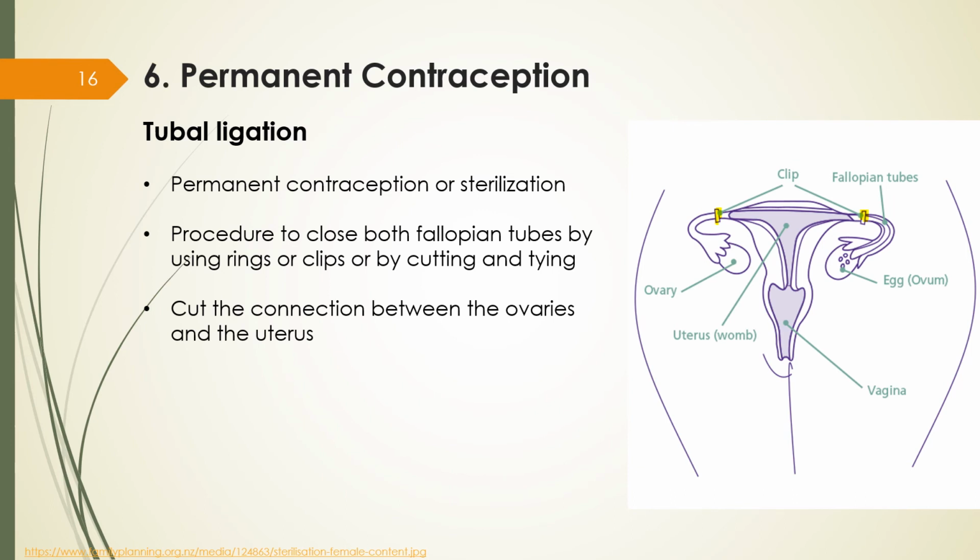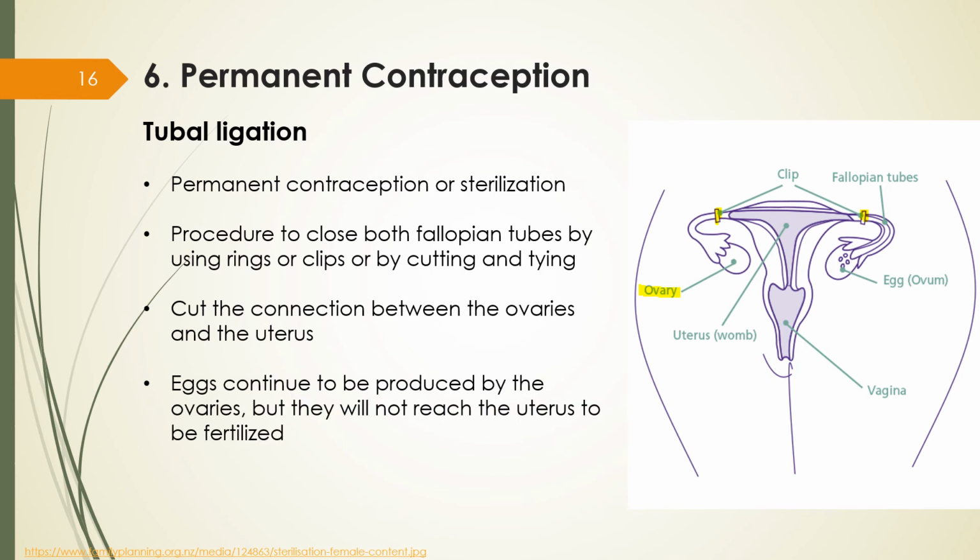So what this does is cut the connection between the ovaries, so here are the ovary, and the uterus. The ovaries will release the egg into the fallopian tubes, but the egg will not reach the uterus. So if you have sperm here, you will not have any eggs, so you're not going to get pregnant. Eggs continue to be produced by the ovaries, but they will not reach the uterus to be fertilized, okay?